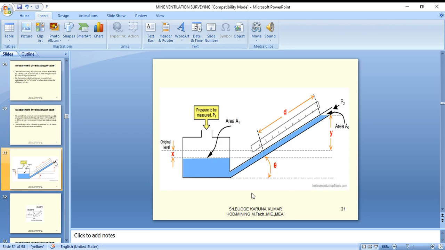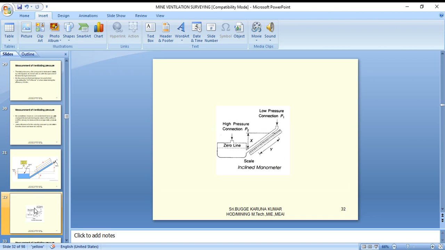So this is the inclined manometer. These can be measured by pressure drops. This is the pressure to be measured at P1. This is the P2, area A2. The original level is here. So from this we have some angle of inclined manometer. This angle will be decided. So D is a graduated scale. This is the elevated difference between these two. So here also the same is shown here.